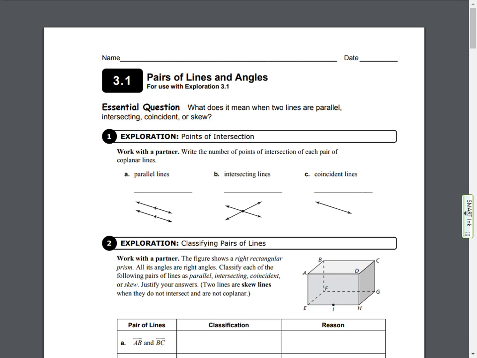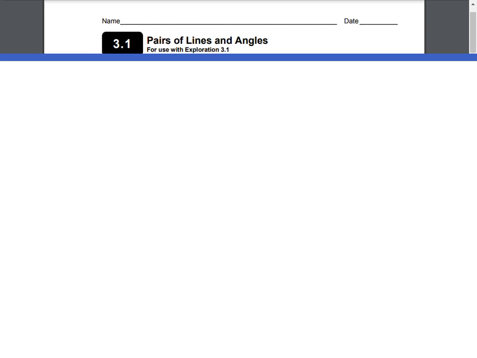Okay, chapter 3, 3.1. We are looking at pairs of lines and angles. In this lesson, for sure 3.1, should be a lot easier than the last two lessons we went through in chapter 2. So let's get right into it.